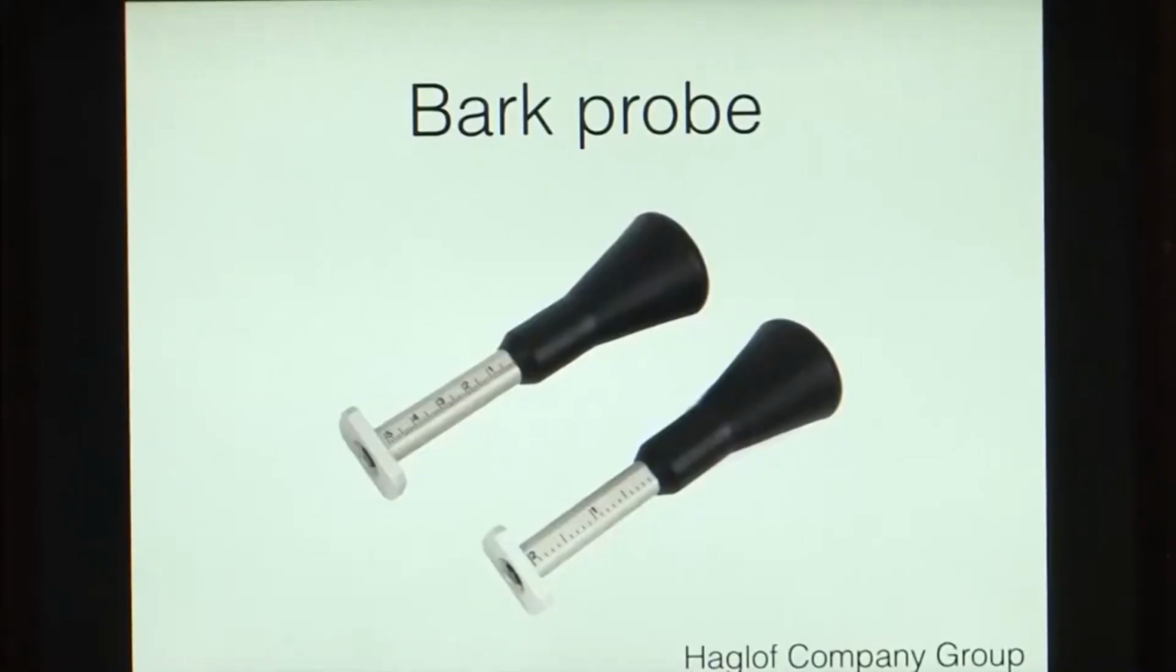Now, a bark probe is also a very similar instrument, but in this case its design is a bit different. It also has a scale, it also has a flange, it also has a handle, and the auger is inside at present.